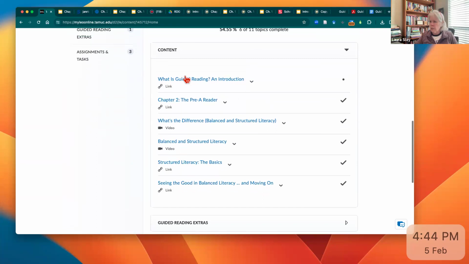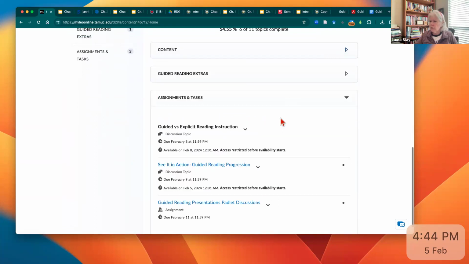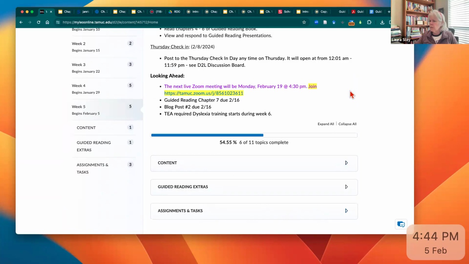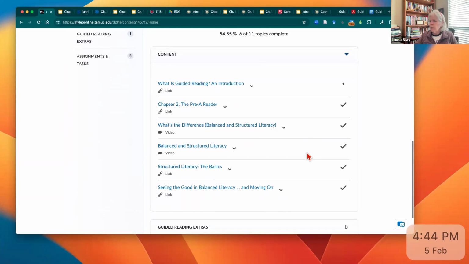So here's the content. You'll see I have 3 sections for this week's module: content, guided reading extras, and then your assignments and tasks. So here's the content for this week. You will see that there is a presentation I'm about to go through on guided reading and introduction, and then a little piece on chapter 2, which is just a synopsis and pieces of the chapter. I'm not going to go through that. I'm going to let you go through that and see it because of time more than anything else.